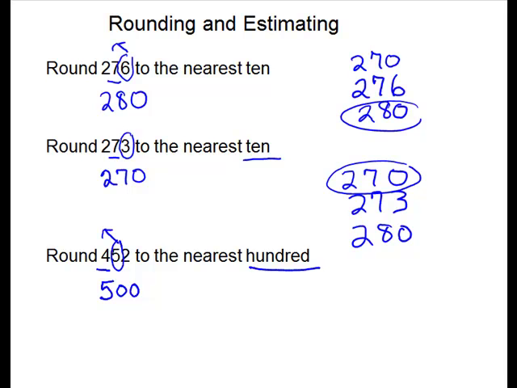If you looked at it the alternate way, 452 is in the middle area. The lower 100 will be 400. The next higher 100 will be 500. And it's whichever one it's closer to. 452 is closer to 500 than it is to 400.